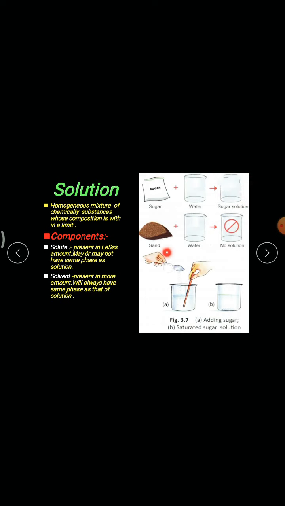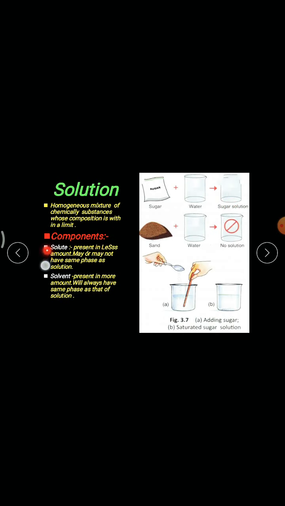And when it comes to sand in water, it is not a solution, because I will be able to see the particles at the bottom of the container and floating in the water. That's not a solution, because a solution is a homogeneous mixture, not a heterogeneous mixture. This is a heterogeneous mixture and this is a homogeneous mixture, and a solution is a homogeneous mixture.